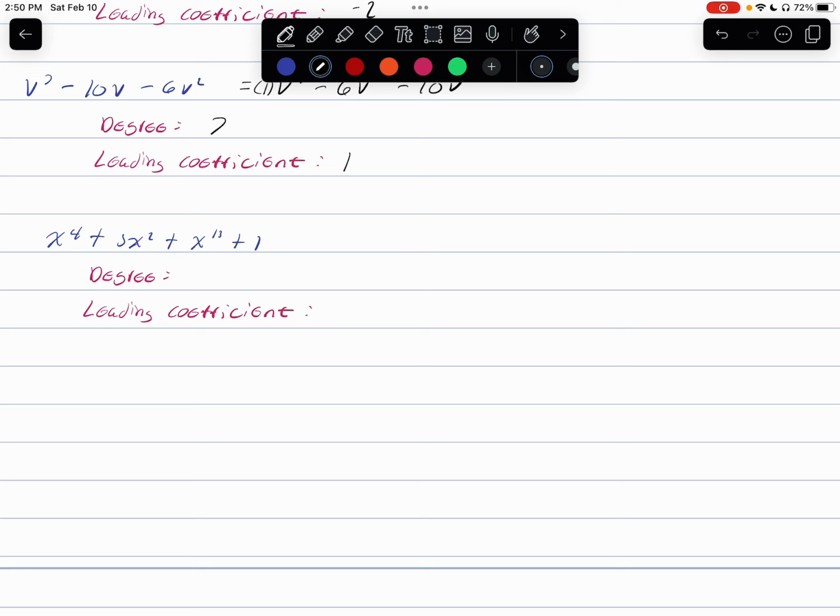x to the fourth plus 3x squared plus x to the 13th plus 1. Well, x to the 13th is obviously the largest, so we're going to start with that. So that's x to the 13th. Okay, and then therefore we already know that the degree is going to be 13, right? Because that's our largest degree term. Okay, but then we have x to the fourth, then we have 3x squared, and then we have 1. And again, in this case, our leading coefficient is going to be 1.